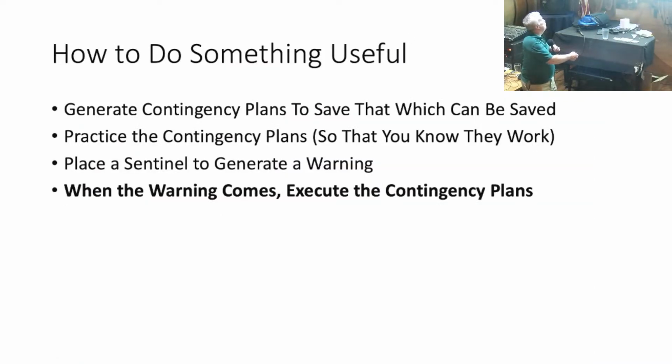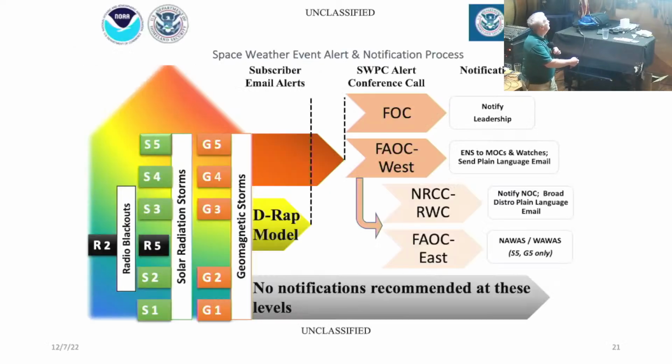Okay, last point. When the warning comes, the 15-minute warning, execute the contingency plans. So here's a little graphic I just mentioned about the scales. There's a solar radiation storm scale from S1 to S5. S1 is the least intense, S5 is the most intense. There's a G scale from G1 to G5 of geomagnetic storms.